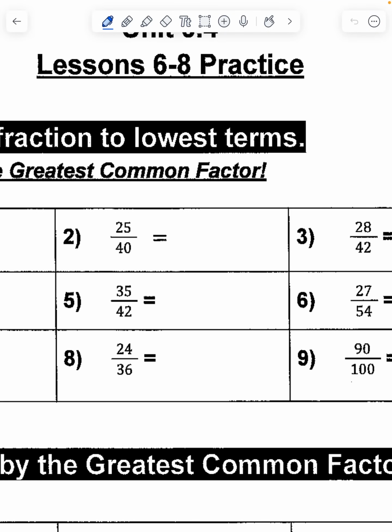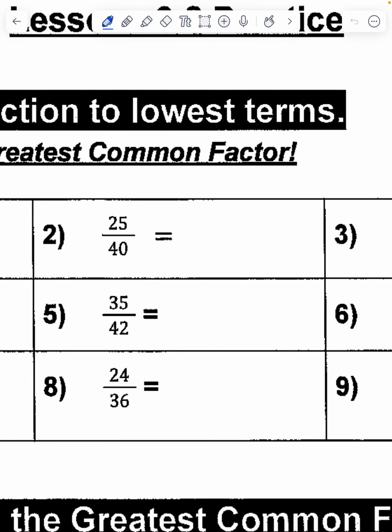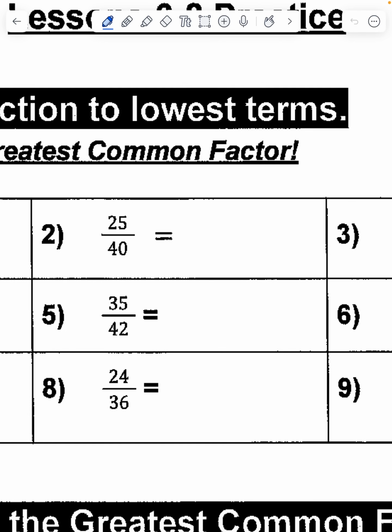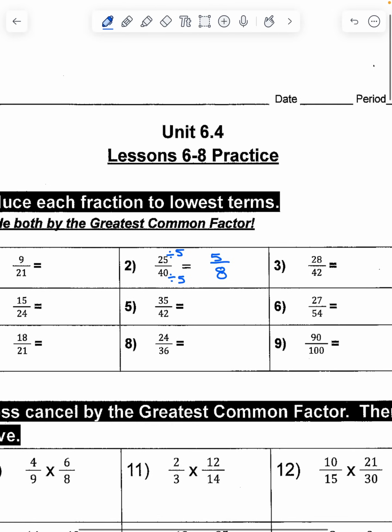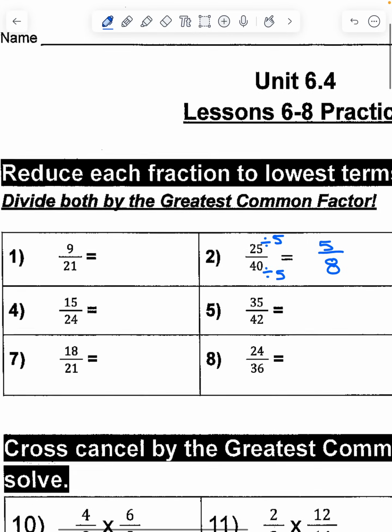So starting with number 2, you're asking yourself, what does 25 and 40 both have in common? Okay, and that would be that 5 can go into both numbers evenly. So when I simplify 25/40ths, I'm going to divide the top by 5. 25 divided by 5 is 5. And 40 divided by 5 is 8. And if you need to use your multiplication tables in the front of your workbook, feel free to do so.